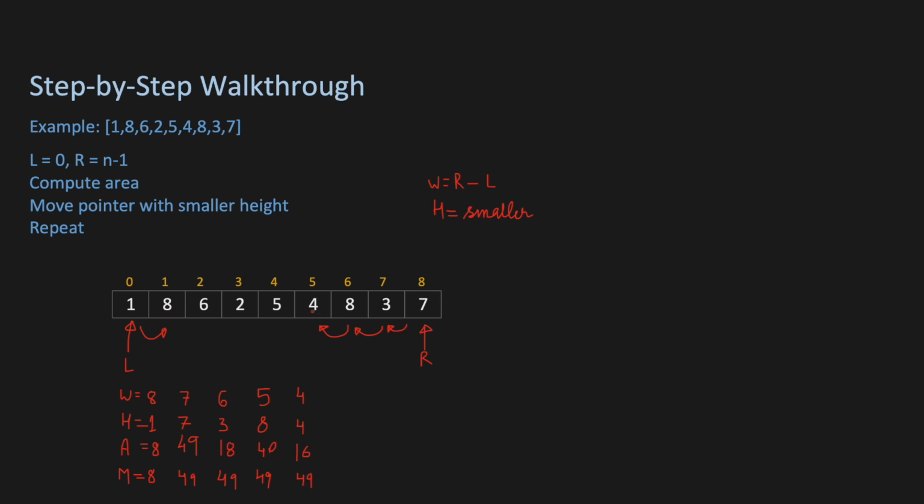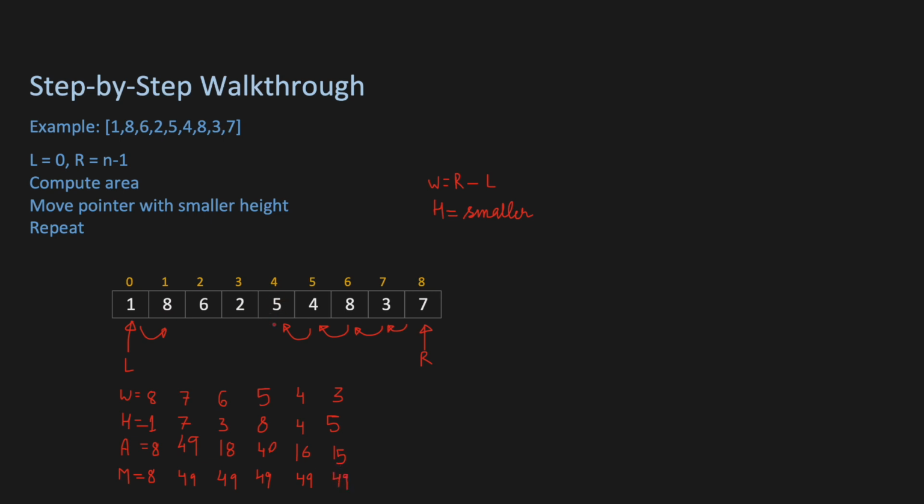As R is the smaller height, R will again move backward. Width will be 4 minus 1, 3. Height will be the smaller height, 5. Area will be 3 into 5, 15. And the maximum area will be 49.